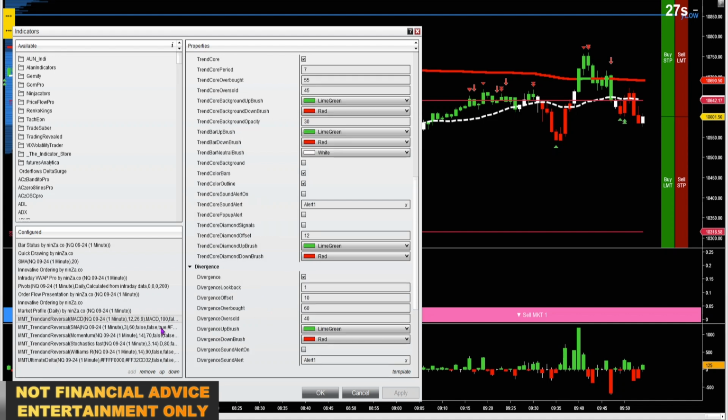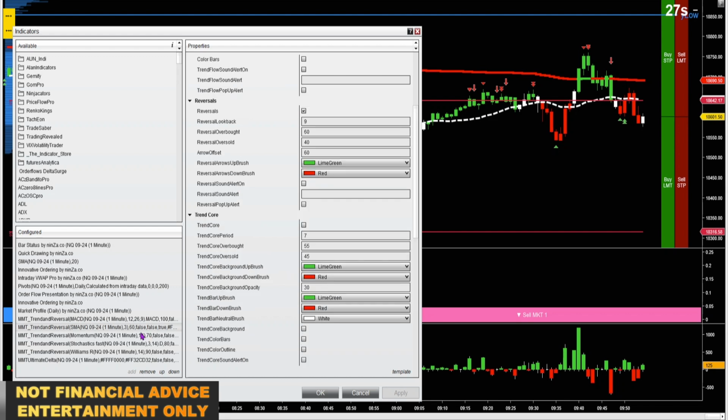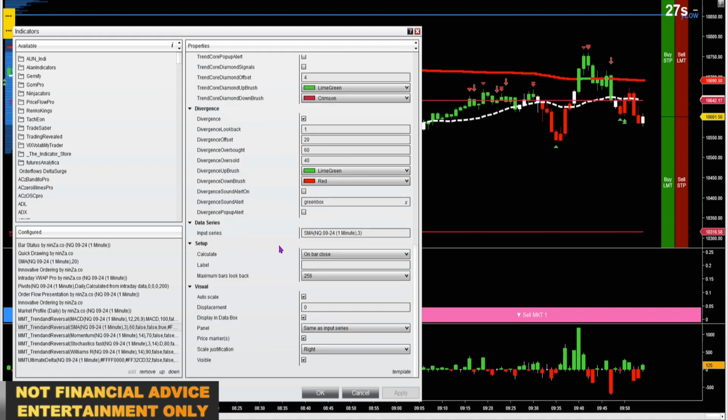as the input. And then on the other 4 instances, all I have enabled are the divergence and the reversals on each of these 4. And they're each set to a different input source. I've got one set to a SMA period of 3. I've got one set to the built-in momentum indicator, standard period of 14. I've got one set with an input series of the stochastics fast. It's a built-in indicator with default settings. And lastly, one with the input series of the Williams default settings.